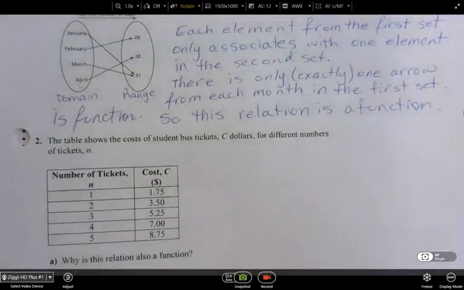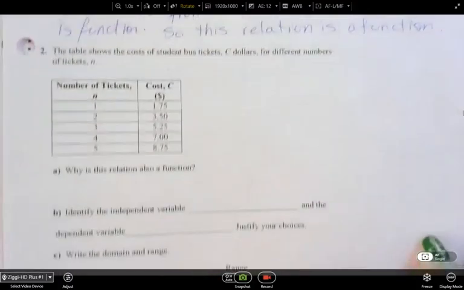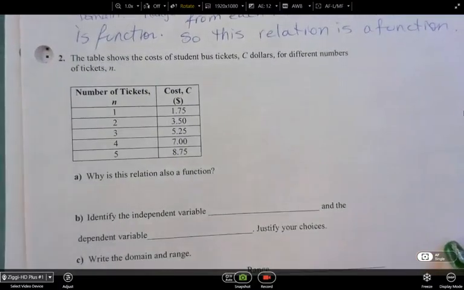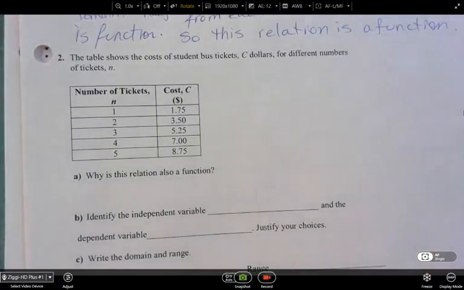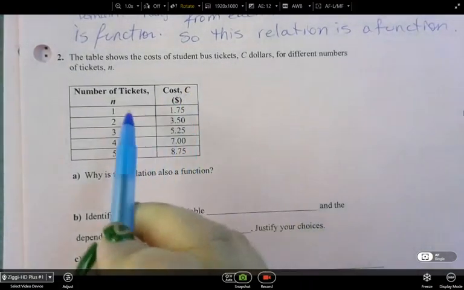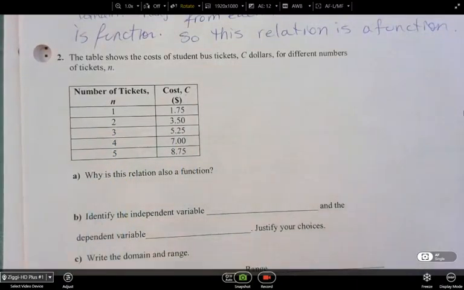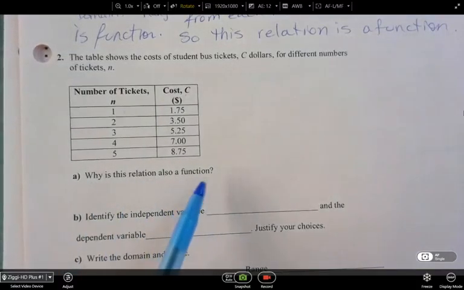All right. Now in this one here, this gives you a table of values, and it shows the costs of students' bus tickets. C is for dollars, so that's the cost here, and this is the different number of tickets. So we have to see why this relation is also a function. Okay. So why is this relation a function?